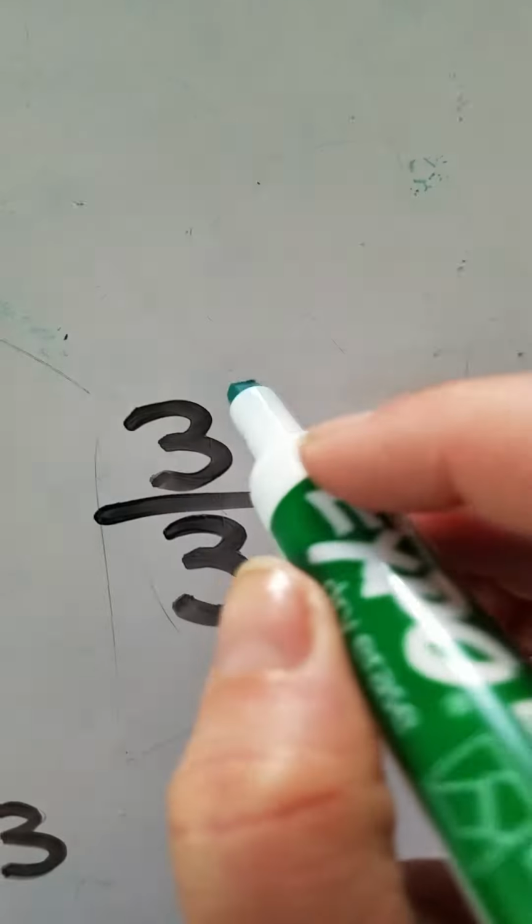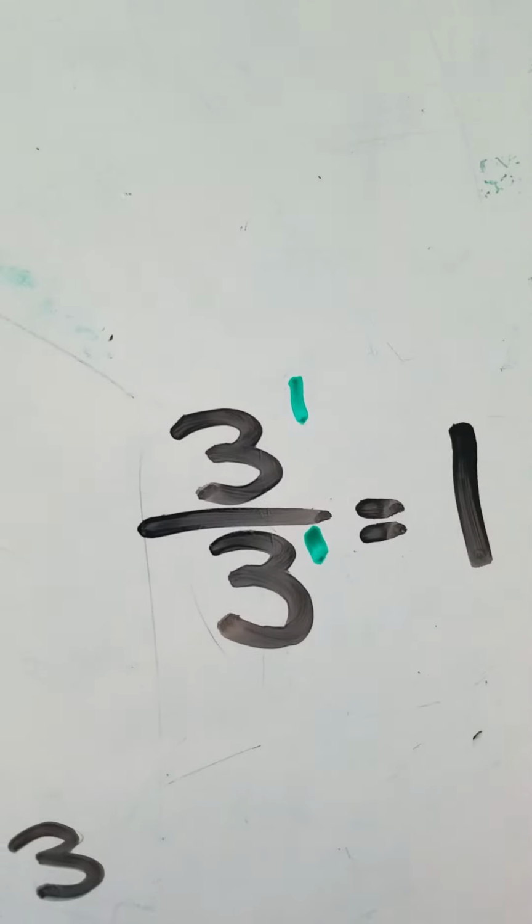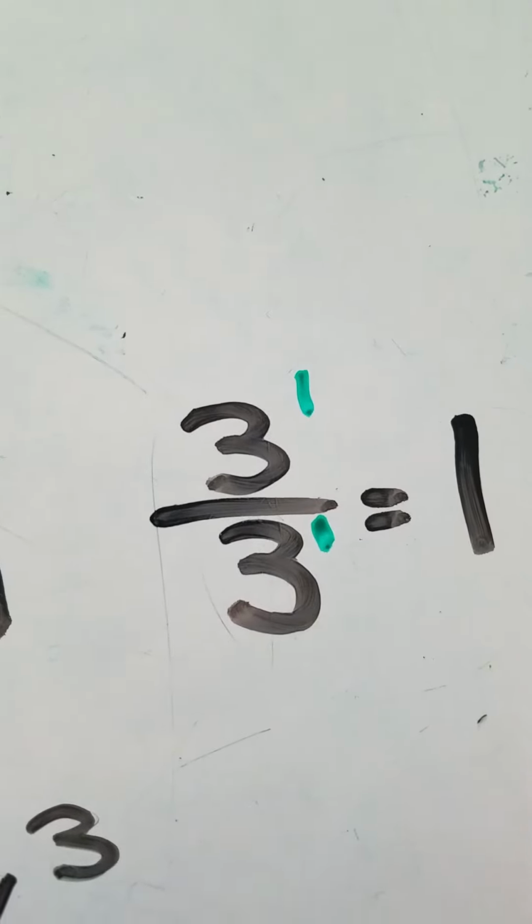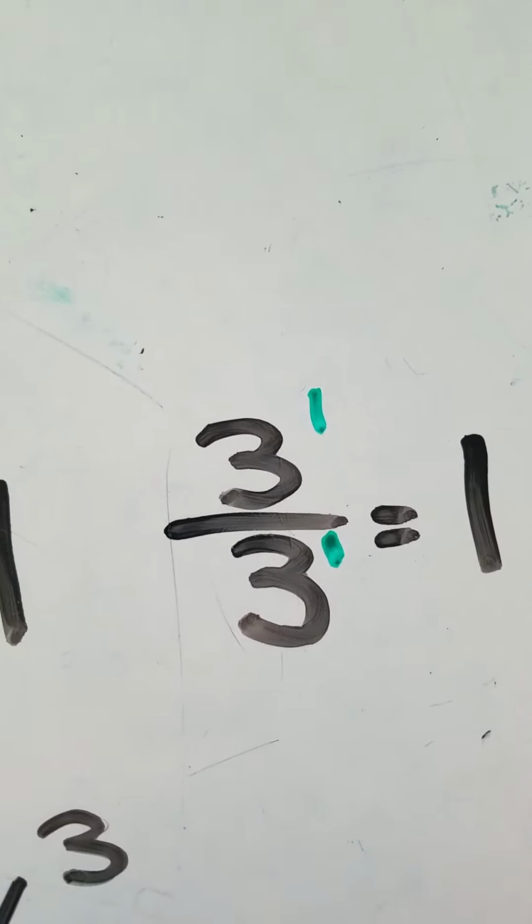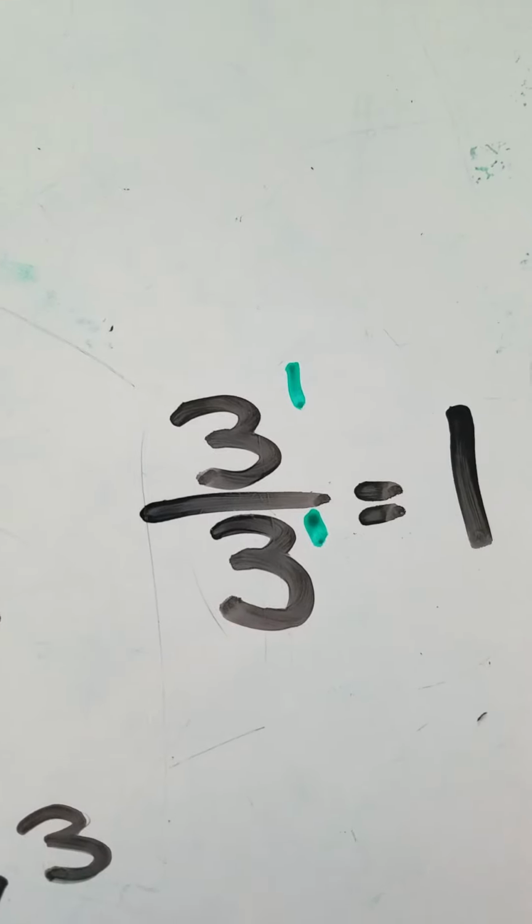In this scenario, you could still do the 3 to the first over 3 to the first, and you subtract them, and you get 3 to the 0, which is 1.